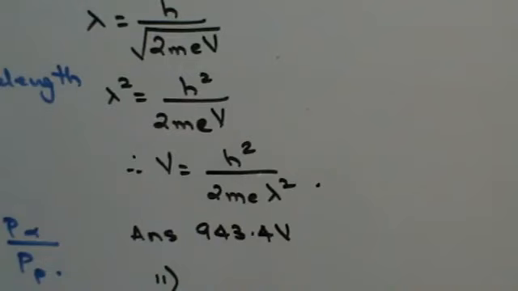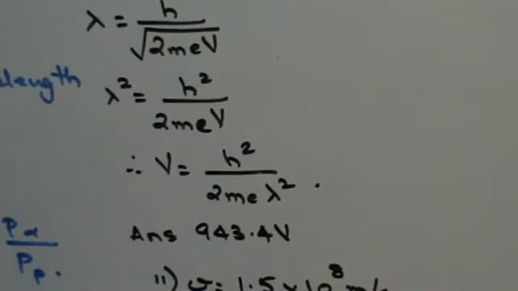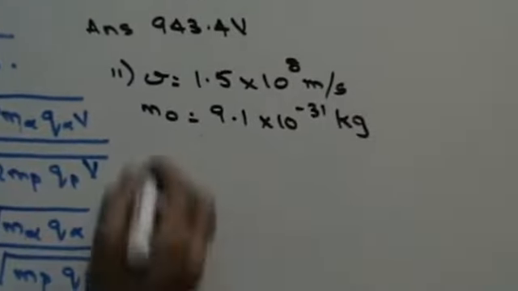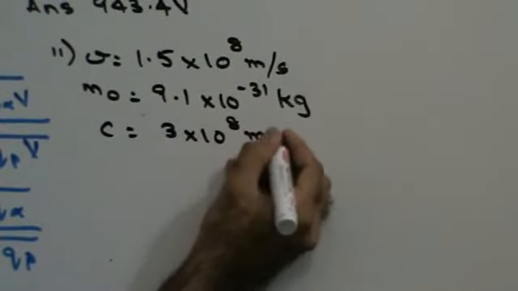Find de Broglie's wavelength of an electron moving with a velocity of 1.5 into 10 raised to 8 meters per second, having a rest mass of 9.1 into 10 raised to minus 31 kgs, if the velocity of light is 3 into 10 raised to 8 meters per second.